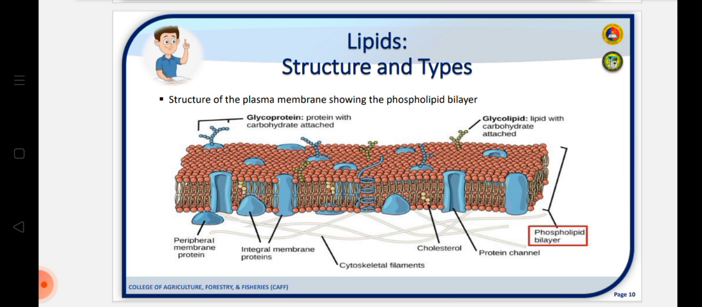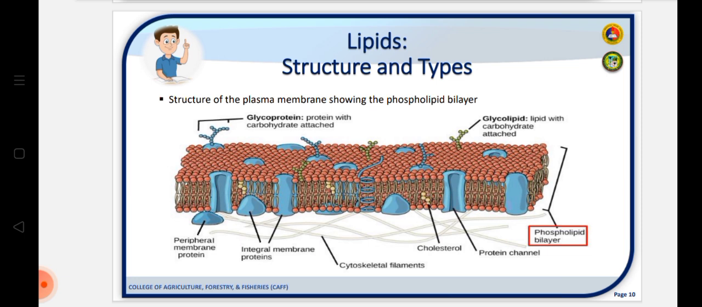At the heart of the membrane is the phospholipid bilayer. Each phospholipid has a hydrophilic head and hydrophobic tails, allowing it to self-assemble into a double layer that separates the internal environment of the cell from the external surroundings.